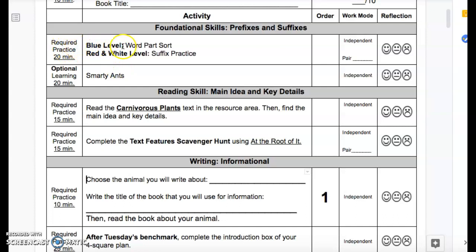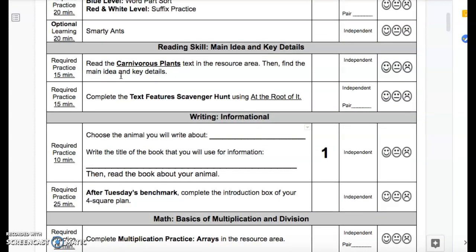If you're a blue level reader, 1B or 2B, you're doing the word part sort. You can do that with another blue reader, independent, or with a pair. If you are a 1R, 2R, or a white reader, you're going to do another suffix practice like you did last week. Again, independent or with a pair. Please do not do the optional learning until your teacher tells you to do the optional.